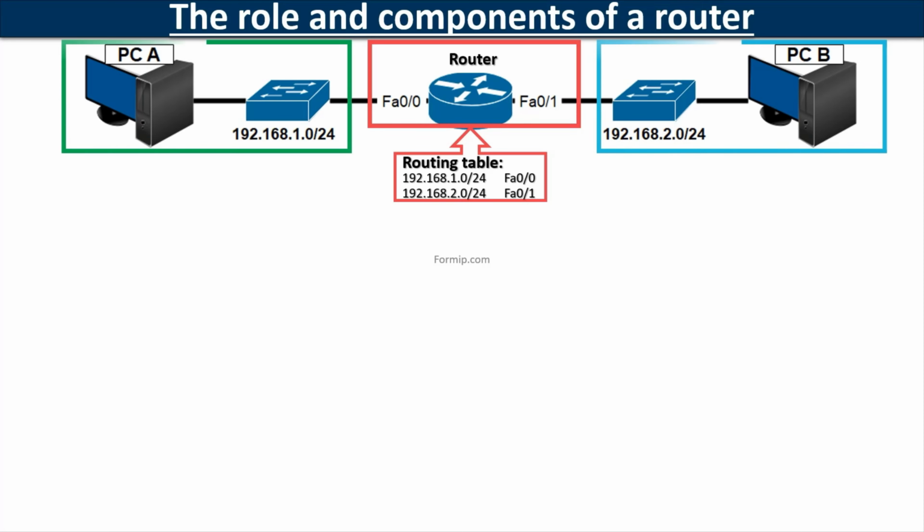Switches allow you to communicate within a single network, and routers allow communication between these networks through the interfaces connected on each of them. They use routing tables to route traffic between different networks.